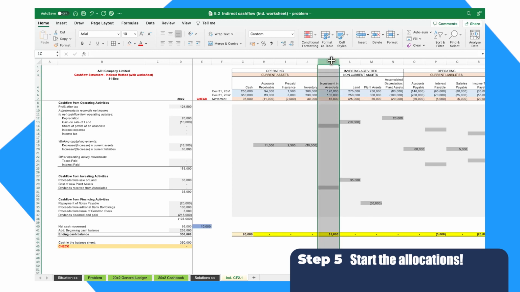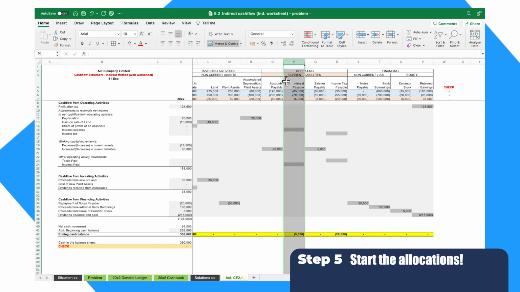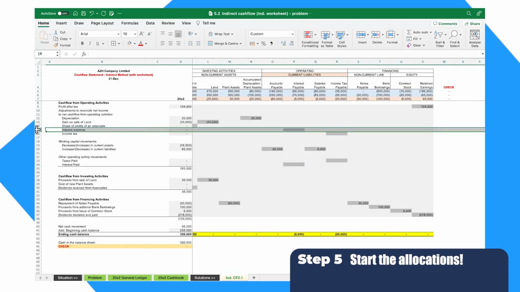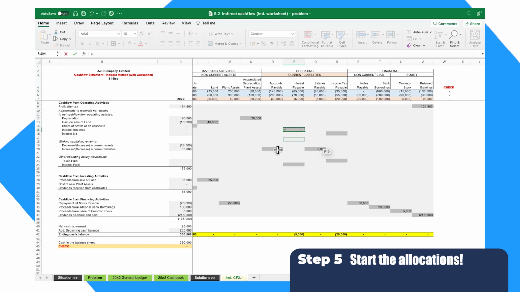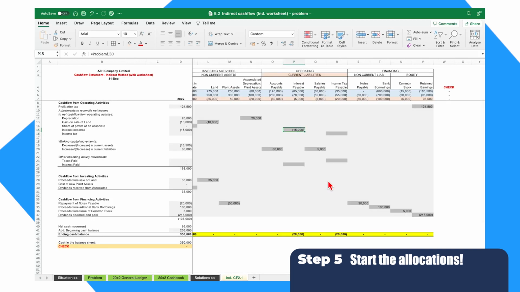We'll do the investment in associate last because that is much more complicated. We will do the interest payable for now. In the interest payable, it increased by 5,000. However, it is composed of two movements. We have an interest expense that is in the income statement right now, which is this 15,000. It should be positive because we're adding back the interest expense. And we know that the remaining 10,000 will actually be the interest paid during the year.